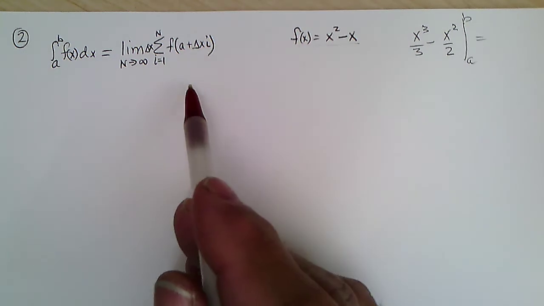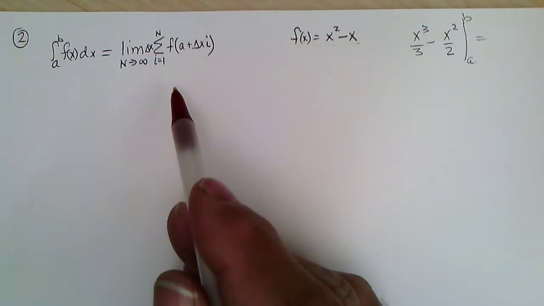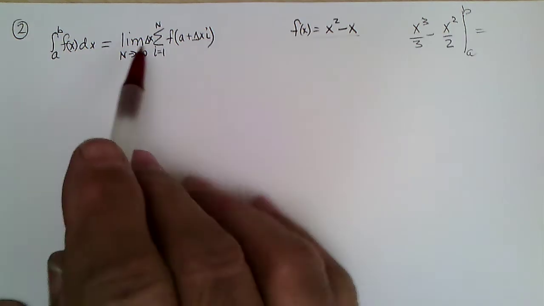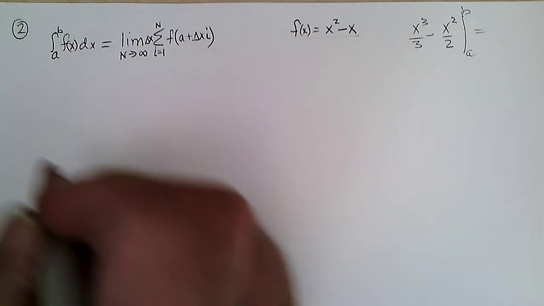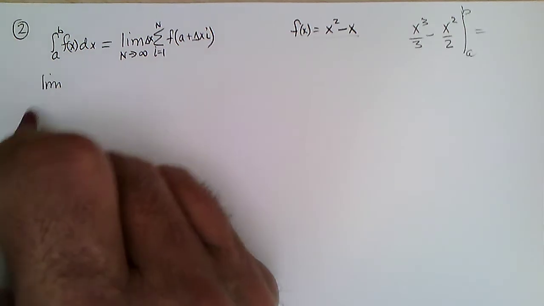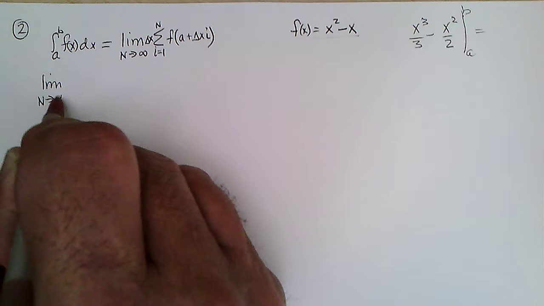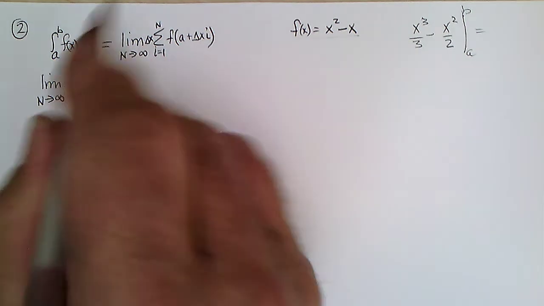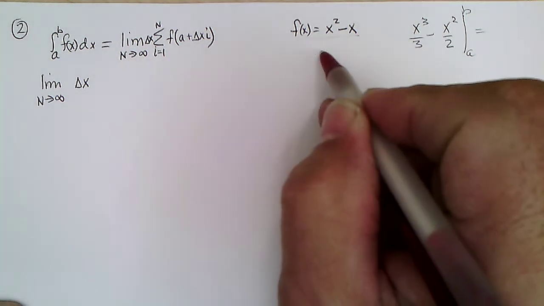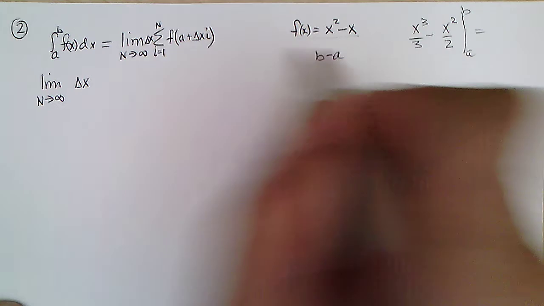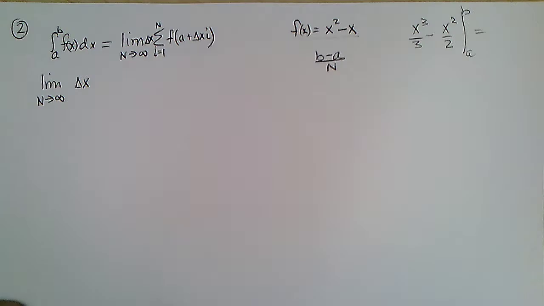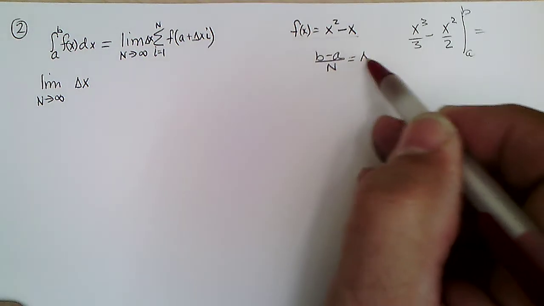So let's do this. This is going to be a lengthy, messy process. I won't give you one as messy on the real test, but you should be aware of how this works. So let's take a look at this. So we have the limit as n approaches infinity of the width of the interval. And the width of the interval, remember, is going to be b minus a, from a to b, split up into n intervals. That's what delta x will be.